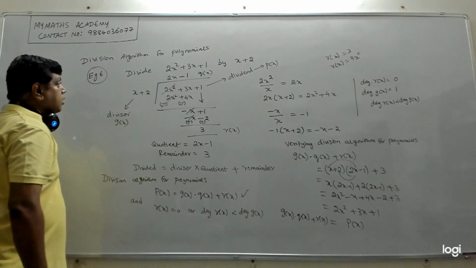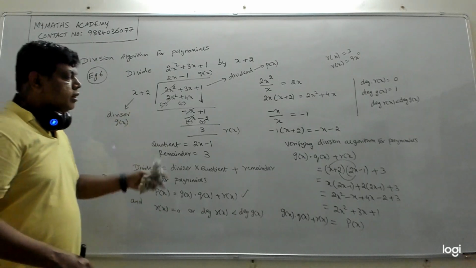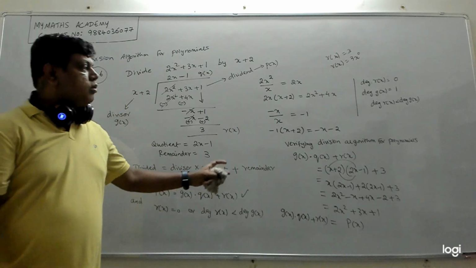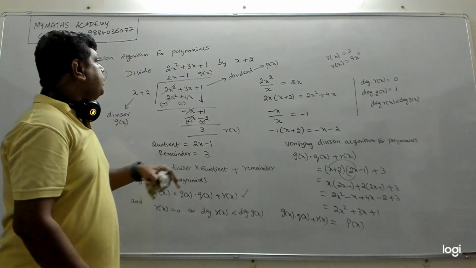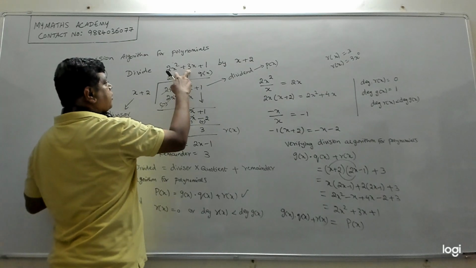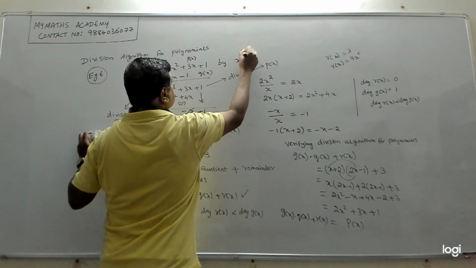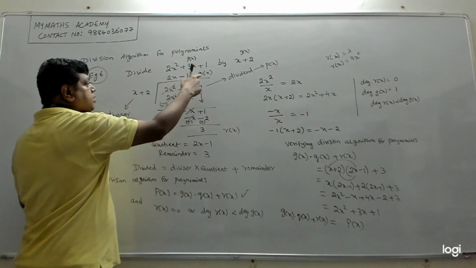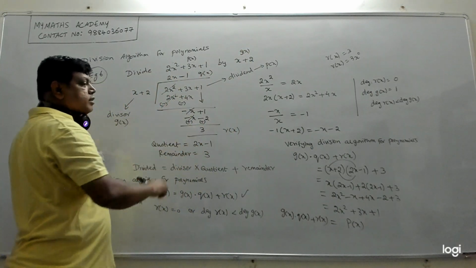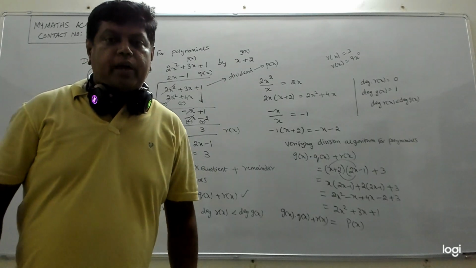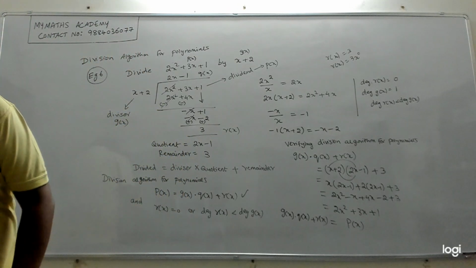Fine? Okay, so this is how we divide one polynomial by another polynomial. Generally the polynomial that we are dividing, the dividend, is called p of x, and the divisor is called g of x. And when you get the quotient, it's called q of x, and the remainder is called r of x. Fine? So we will do one more problem.